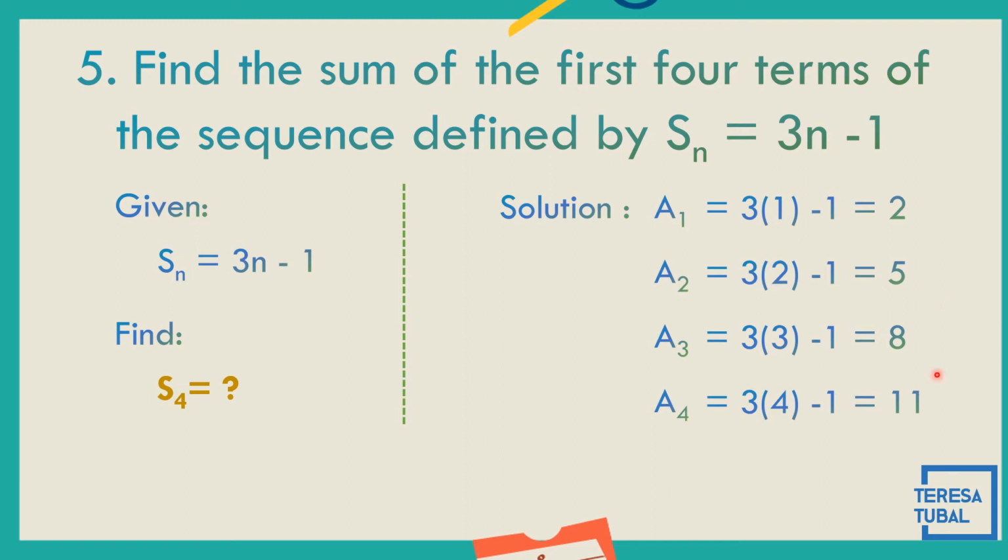So let us get the sum of this one. So 2 plus 5 plus 8 plus 11. So 2 plus 5, that is 7, plus 8, 15, plus 11, the answer is equal to 26. So the sum of the sequence defined by S of n is equal to 3n minus 1. The answer is equal to 26.